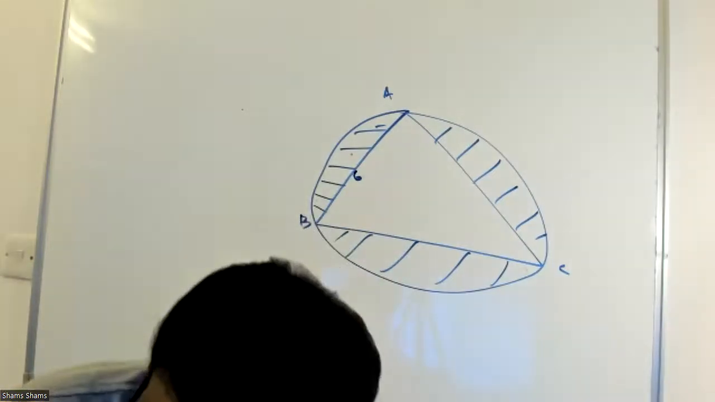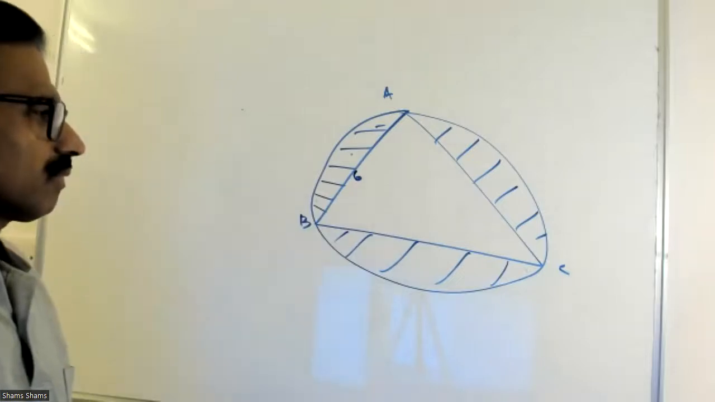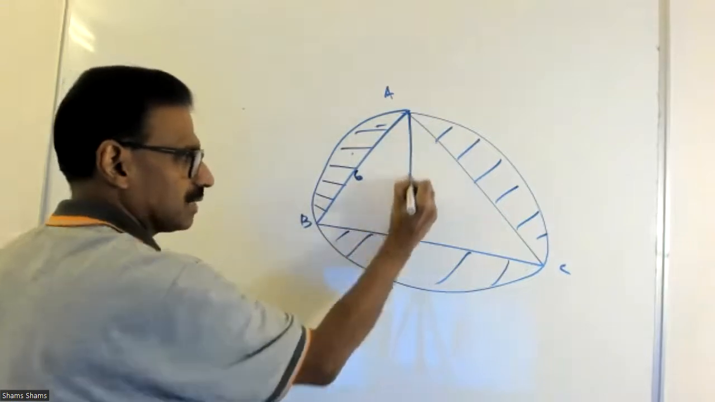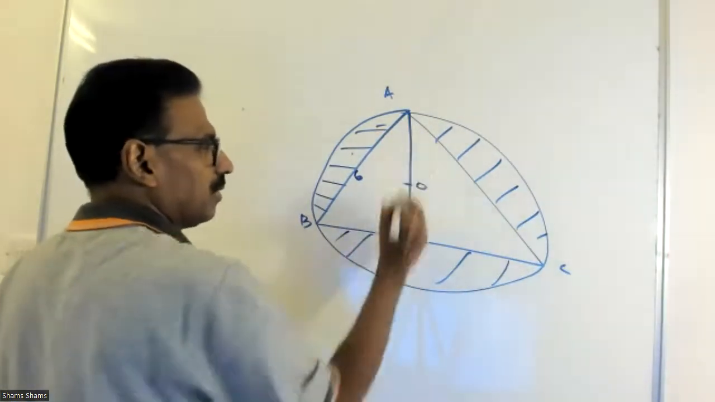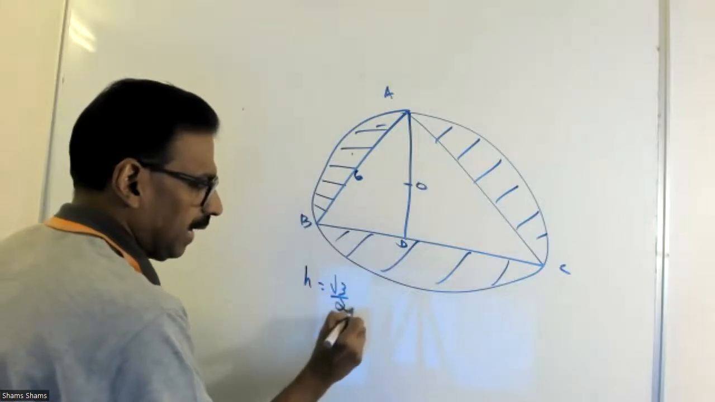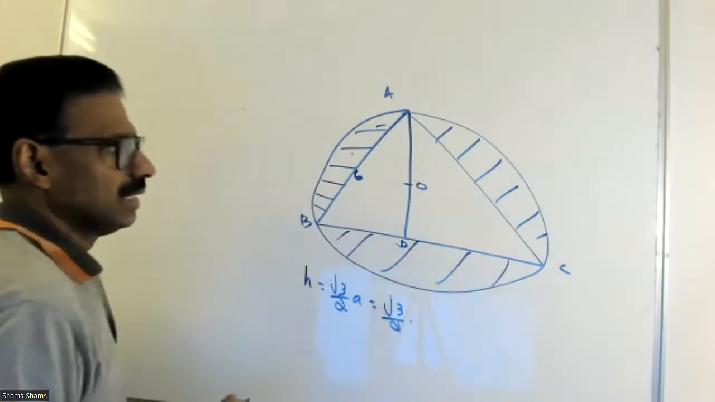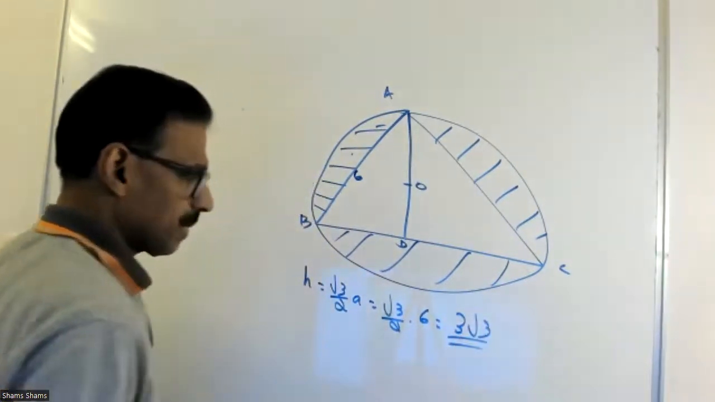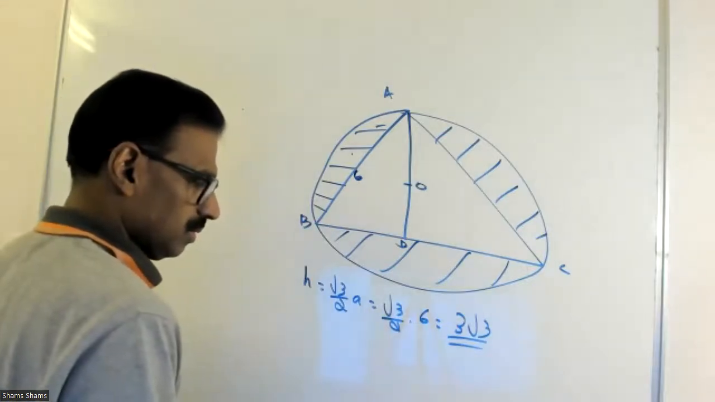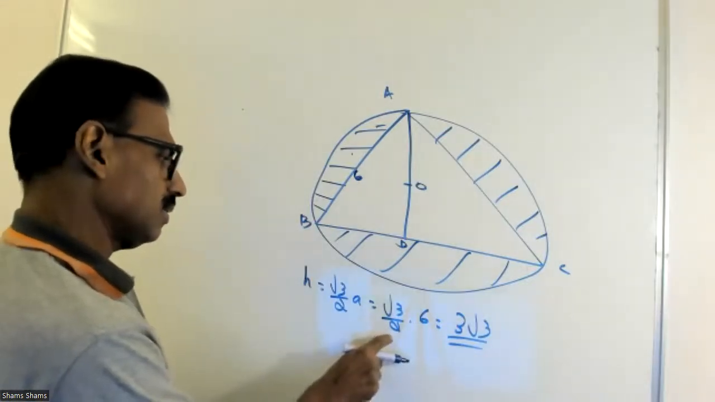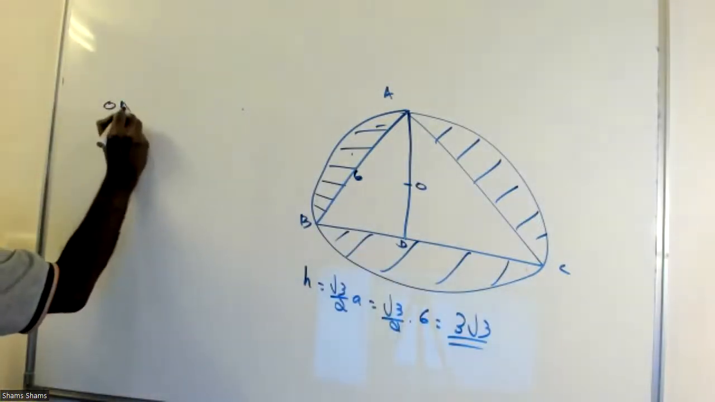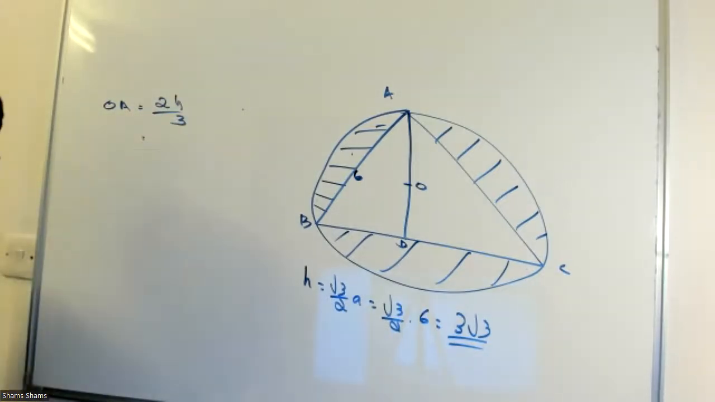Harry, you got it? So what you will do first, draw H, and OA. H equal to root 3 by 2 A, root 3 by 2 into A, A is 6. So H is 3 root 3. We want OA. OA equal to 2H by 3. See, now you are directly applying. Easy for you.